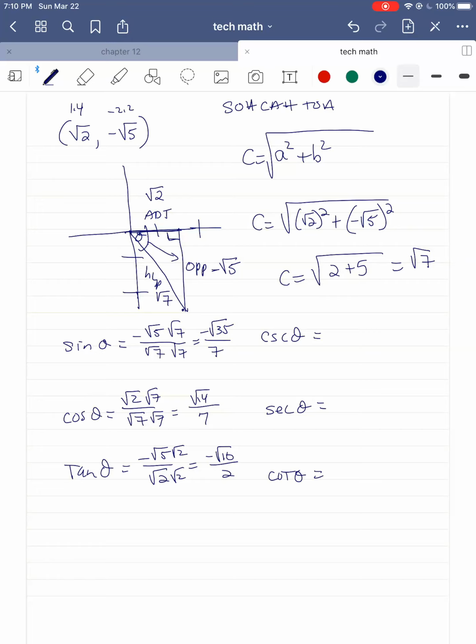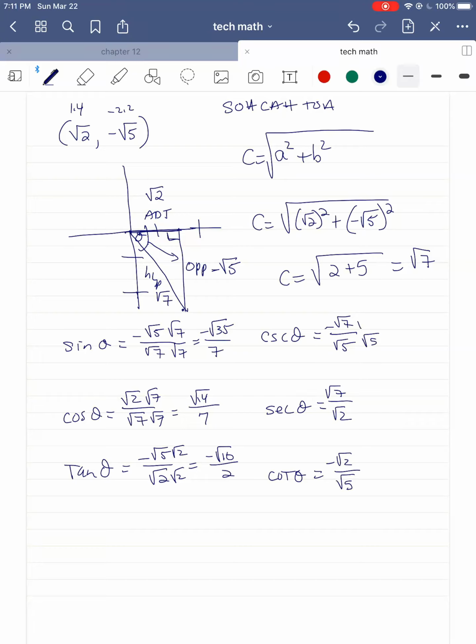But now I have to flip them around to get the cosecant, secant, and cotangent. It doesn't matter which ones I do, I still have to rationalize it. So I'm going to do the original numbers. So this is going to be minus the square root of 7 over the square root of 5. Secant is going to be square root of 7 over square root of 2. Cotangent is going to be minus the square root of 2 over the square root of 5.